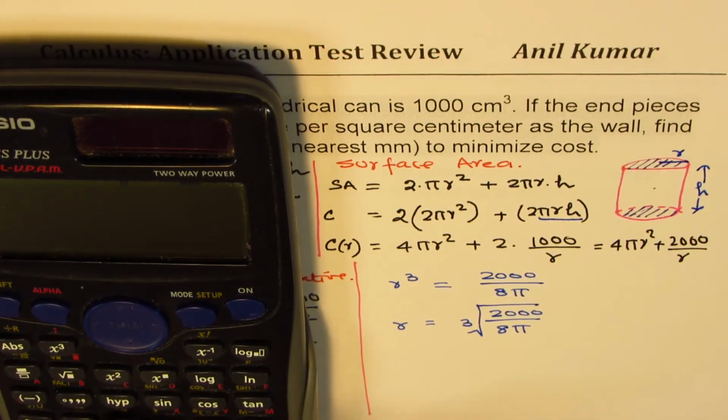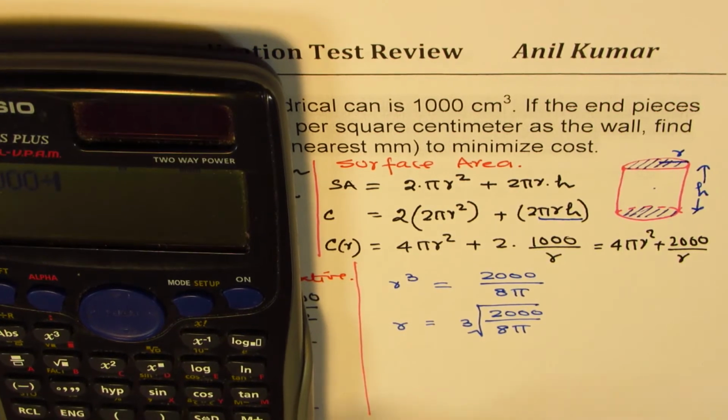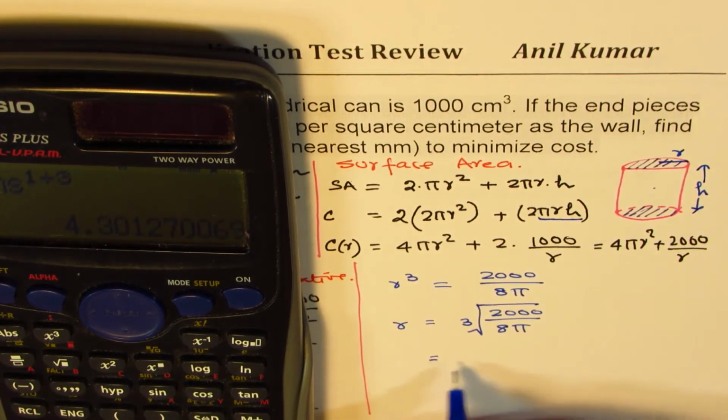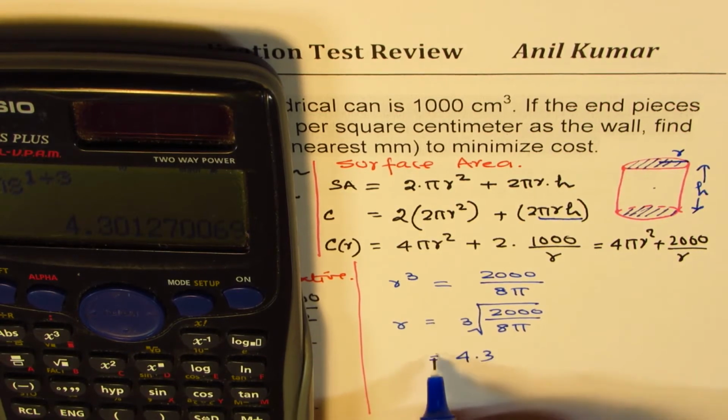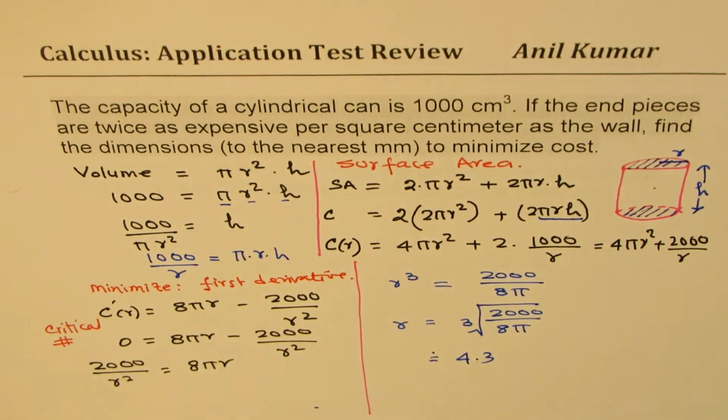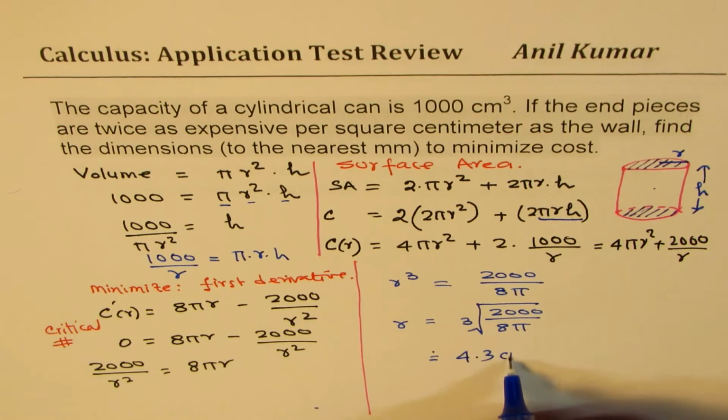So let's find this value. Let's do 2000 divided by 8, we'll divide this again by pi, and then we'll find the cube root, that means power of 1 divided by 3. And we get r as equal to 4.30. So let me write this as 4.3. We have to round to the nearest millimeter, so it is 4.3 centimeters. Perfect. So 4.3 centimeters becomes the radius r.